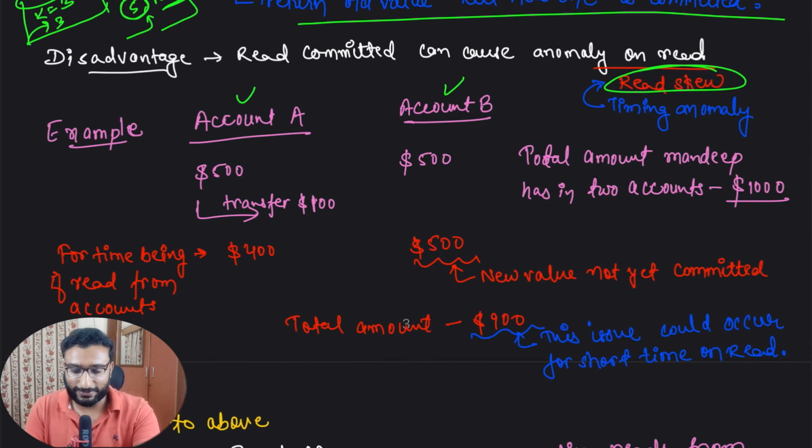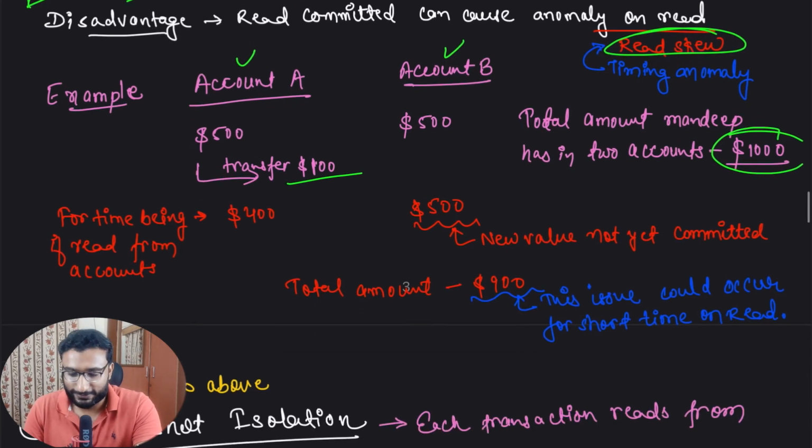So account A contains $500 and account B contains $500. What I'm trying to do is transfer $100 from account A to account B. Both accounts are owned by me, so I'm trying to transfer $100 from account A to B. If I talk about the total amount Mandeep has, it's $1000.